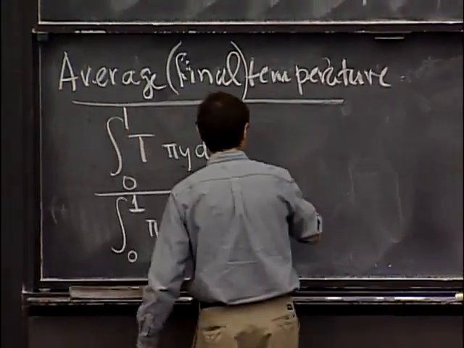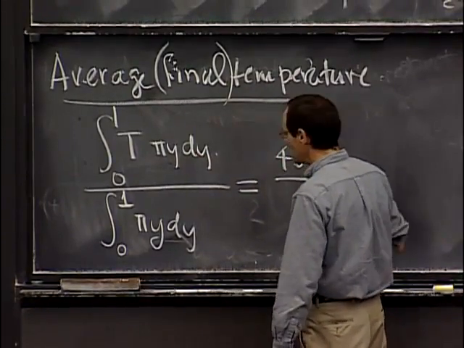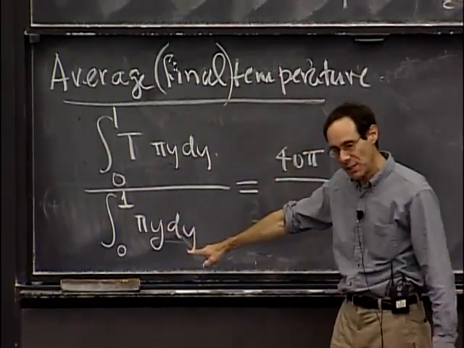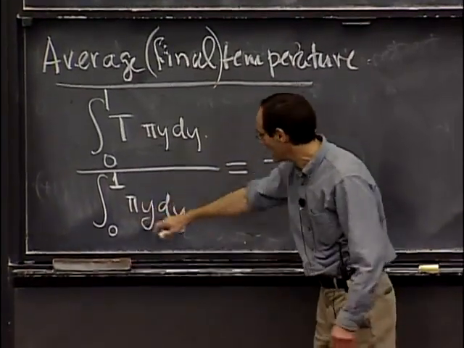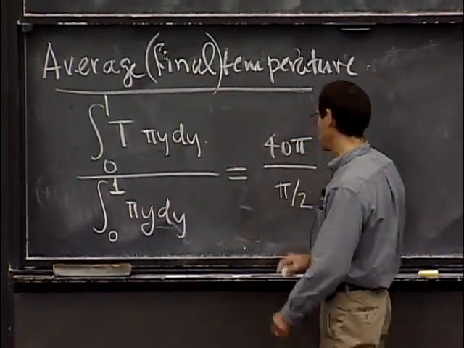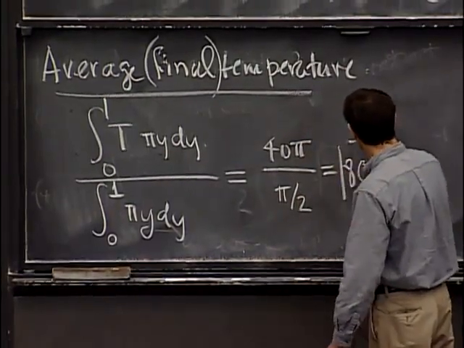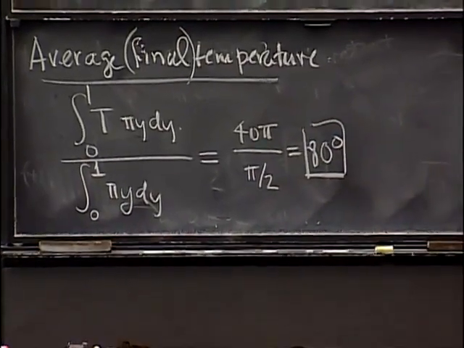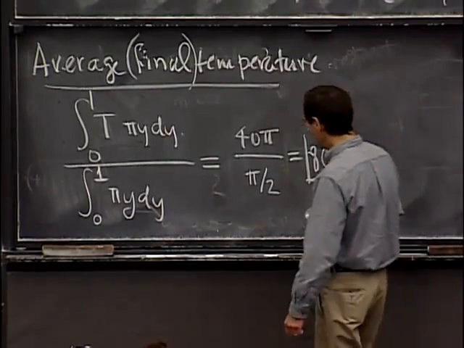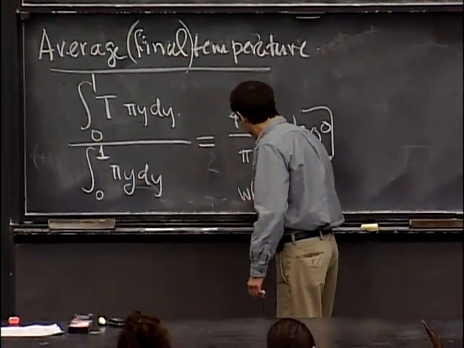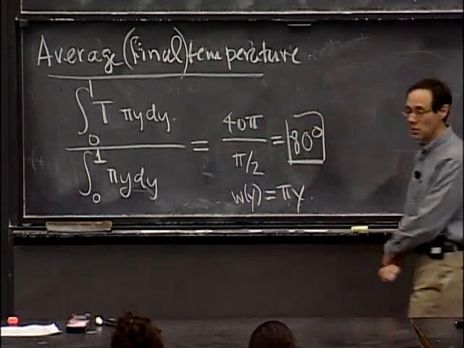And we computed these two numbers. The number in the numerator is what we called 40 pi. And the number in the denominator, actually, this is easier than what we did last time with shells. You can just look at this and see that it's the area under a triangle. It's pi over 2. And so the answer here is 80 degrees. This is the average temperature. Note that this is a weighted average. The weighting here is different according to the height. The weighting factor is pi times y.